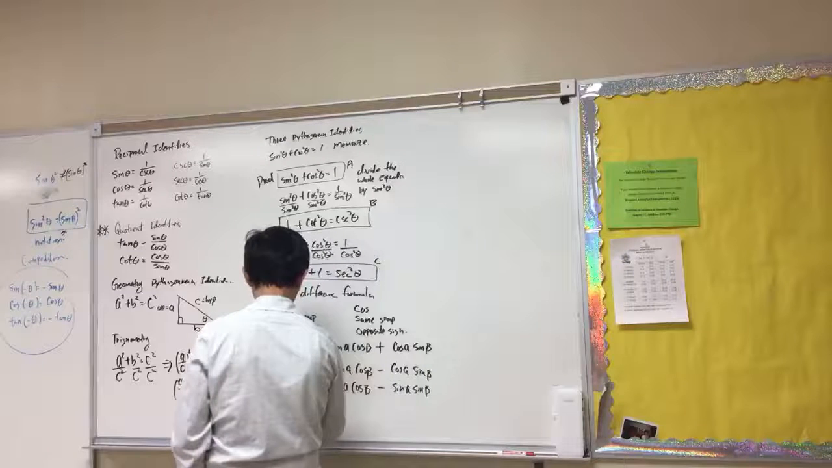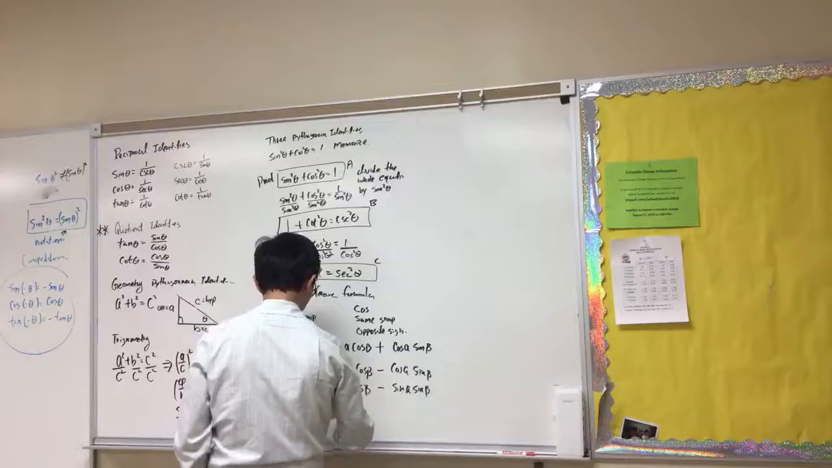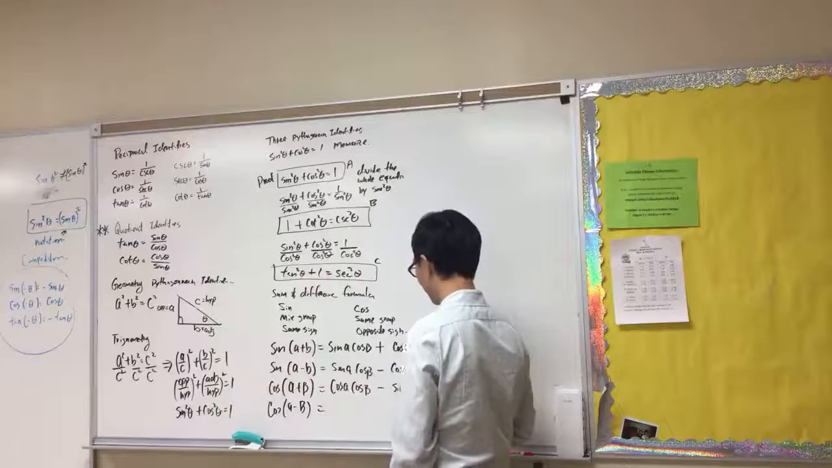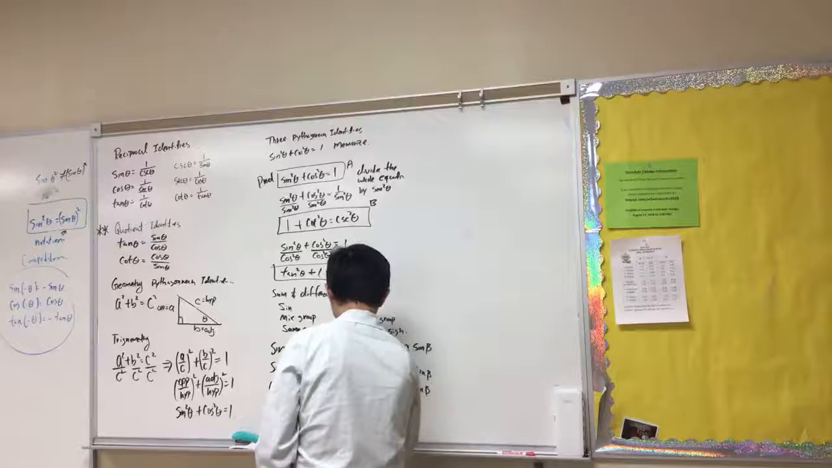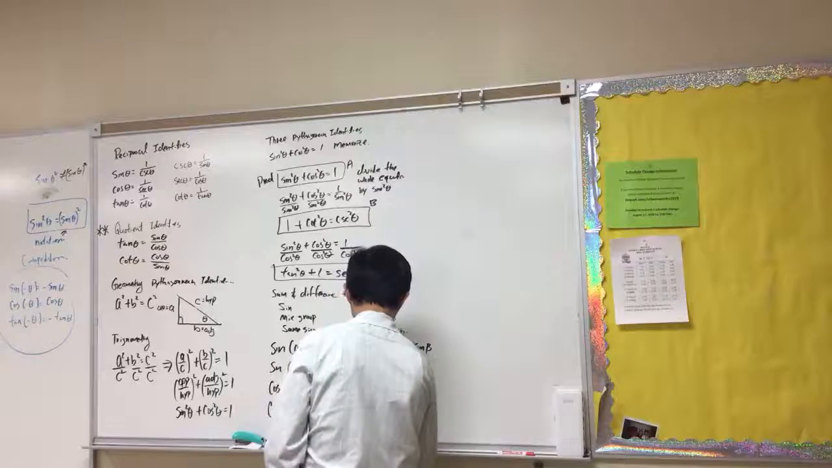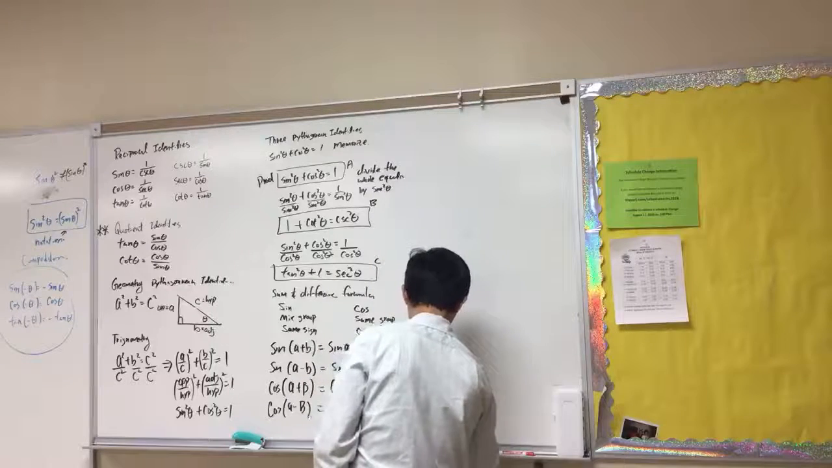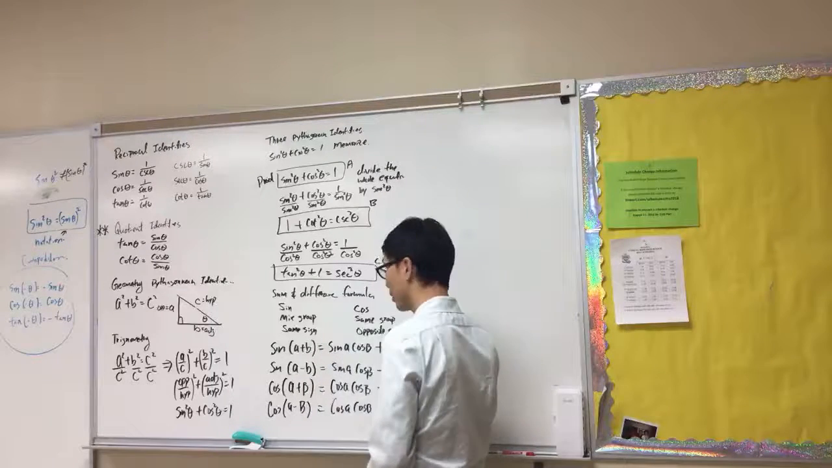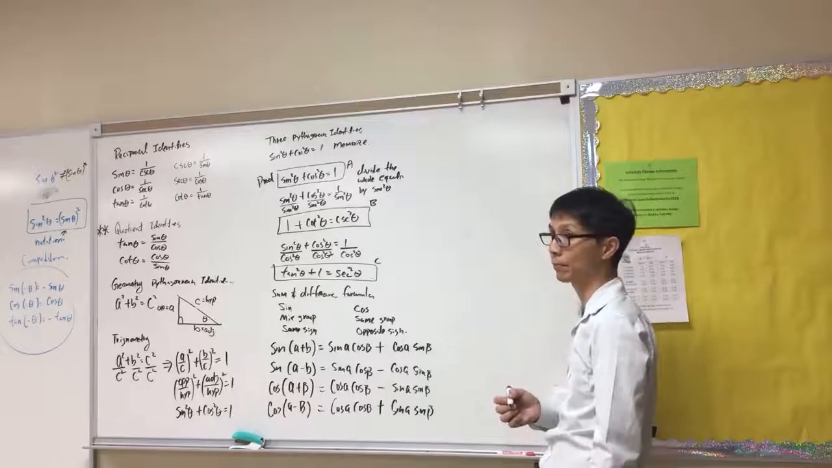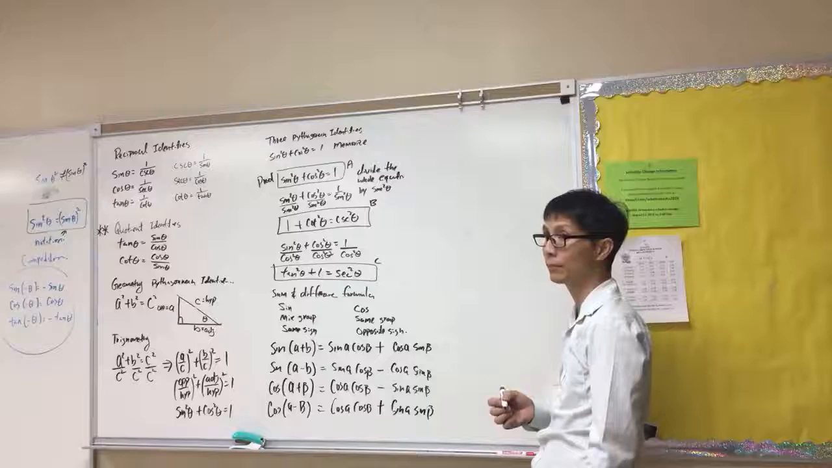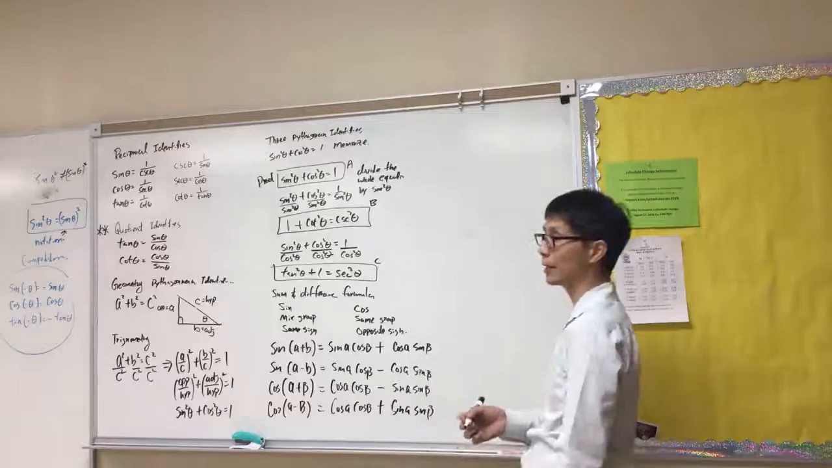Next one, cosine of A minus B. Can you tell me the equation now? Cosine A, cosine B, and sine A, sine B. What is the sign here? Plus. We finished all the sum and difference formulas. We just memorized all the sum and difference formulas and the Pythagorean identity.